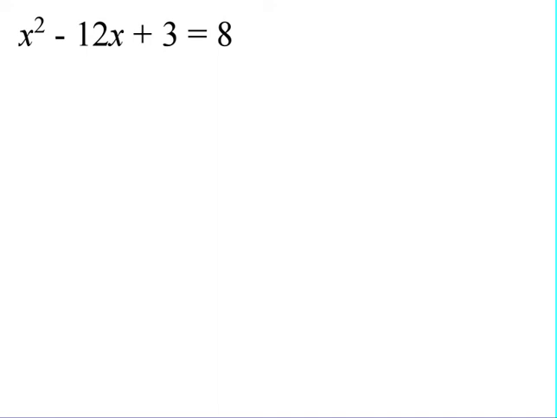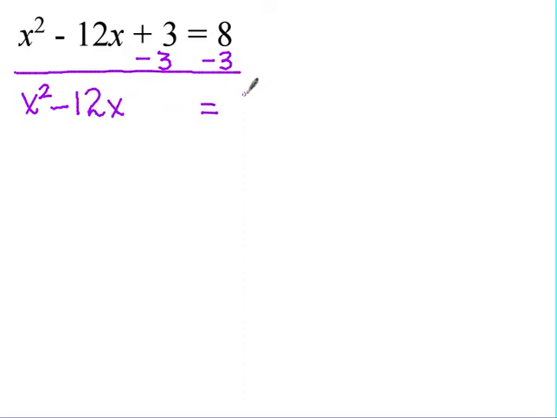All right, so here's our second equation. This is going to be one of those you're going to want to follow along again, because like I said, that last one you're going to end up doing in class on the board. What do you do first? Subtract the 3. Very good. So I'm left with x squared minus 12x equals 5.